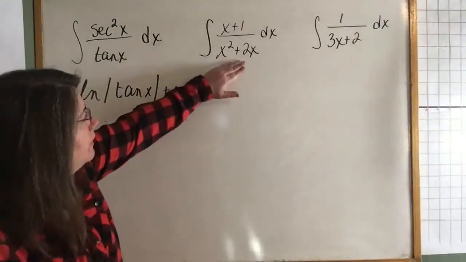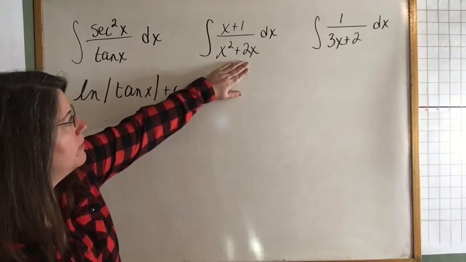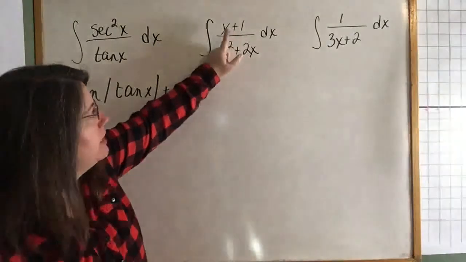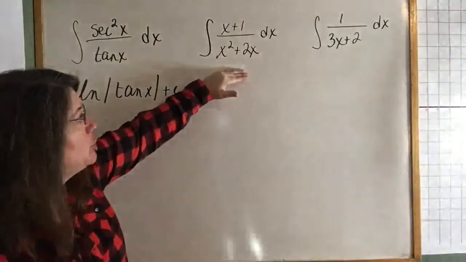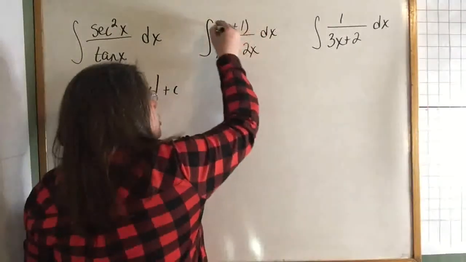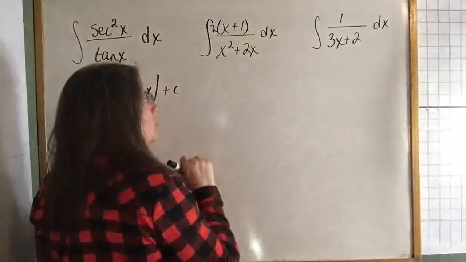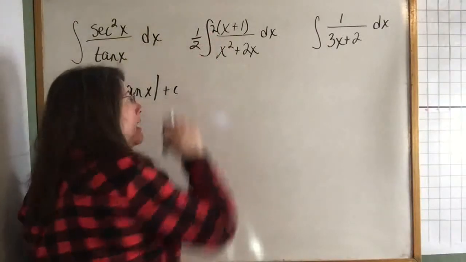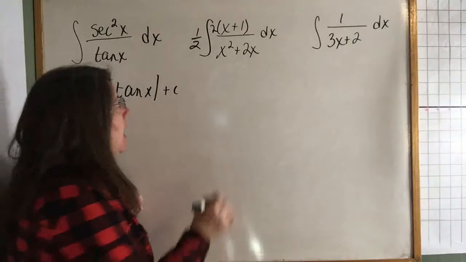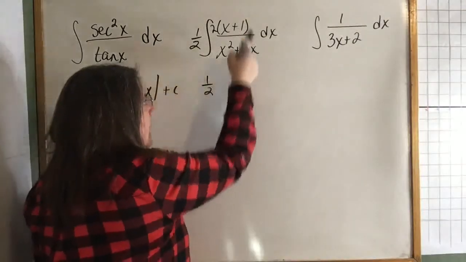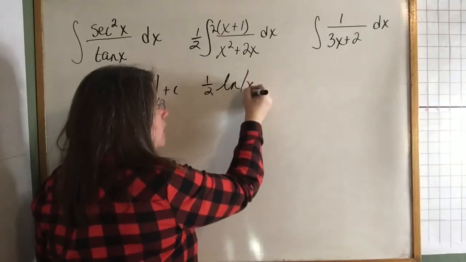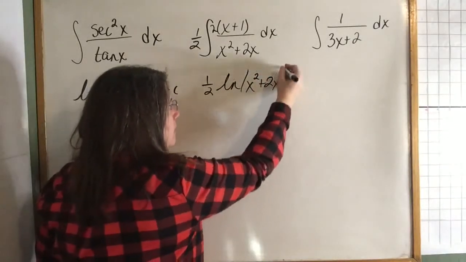Here, the derivative of the bottom is 2x plus 2. Notice up here we have x plus 1. What do I need to multiply the top by to make it a 2x plus 2? Hopefully you're saying we need to multiply the top by 2, and it will be a 2x plus 2. I'm going to offset that on the outside with 1/2, and then I'm going to go from there. So I'm going to keep the 1/2. I have the derivative over the original, so I've got a natural log of the absolute value of x squared plus 2x plus c.